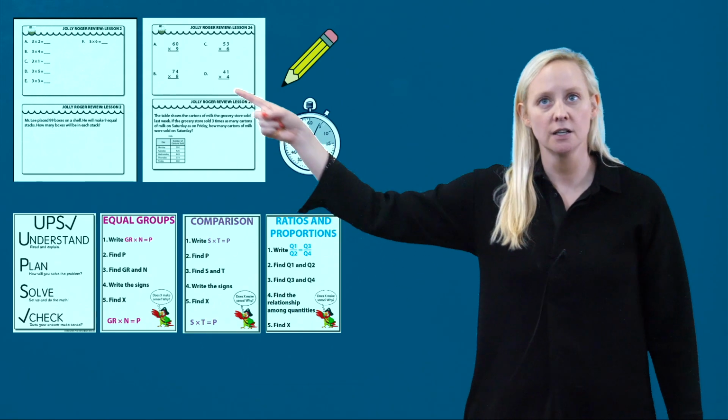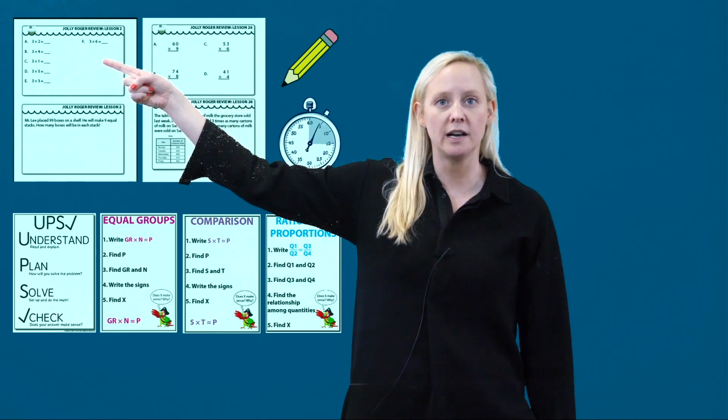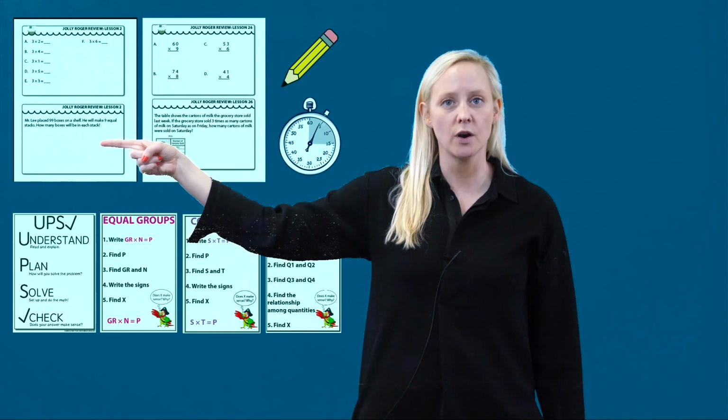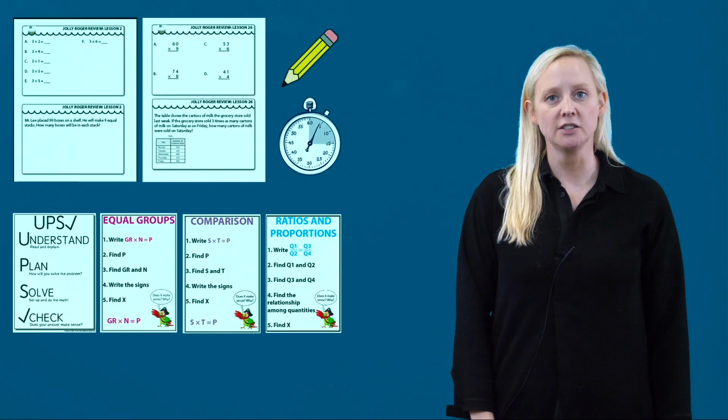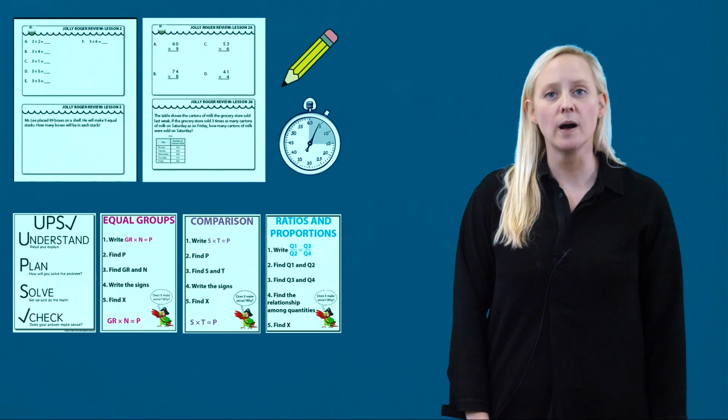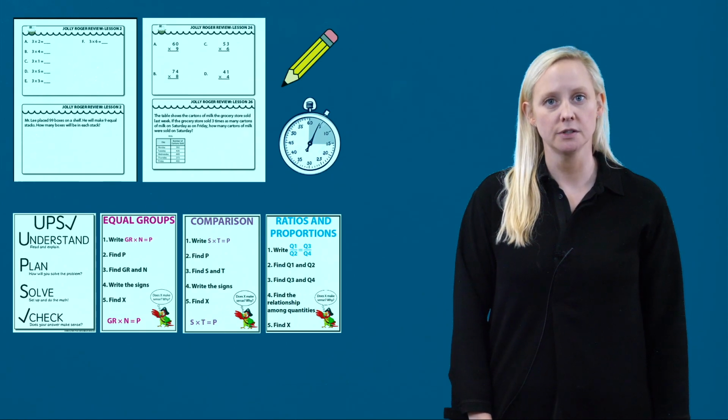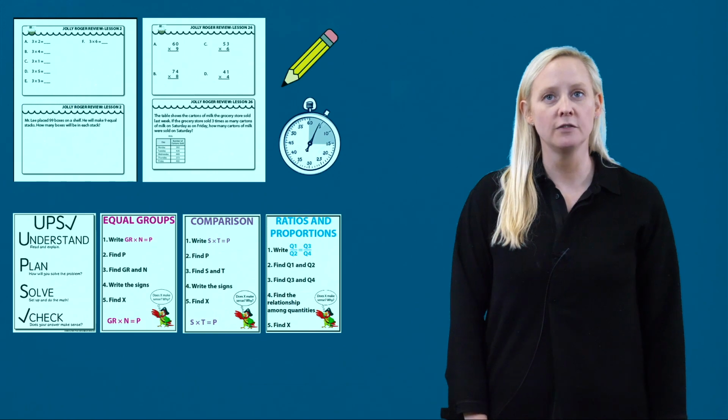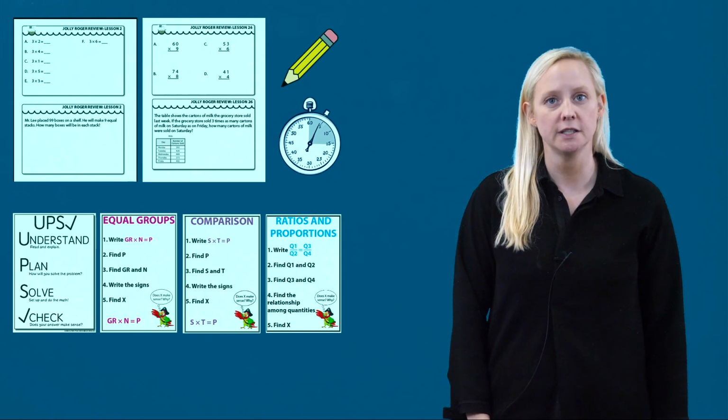This activity is 2 minutes for the fluency component at the top and 2 minutes for the word problem at the bottom. You'll also need your UPS check attack strategy, as well as your 3 schema posters, 1 for equal groups, 1 for comparison, and 1 for ratios and proportions.